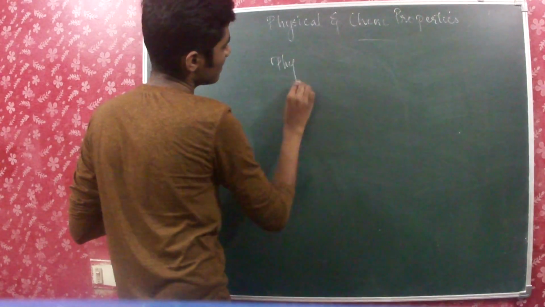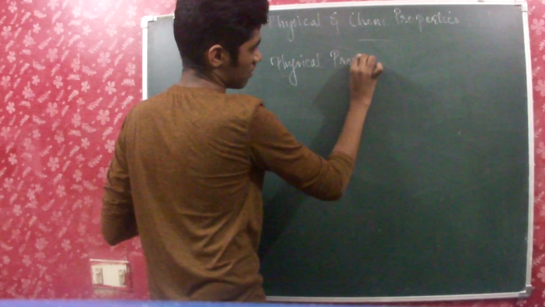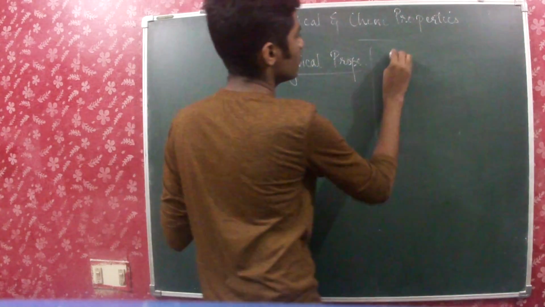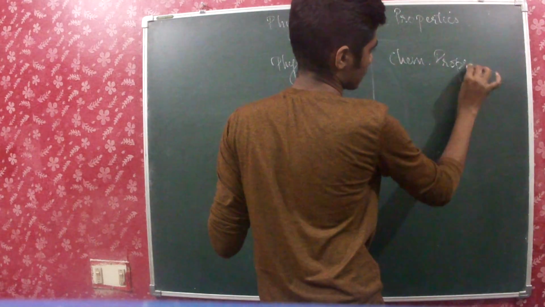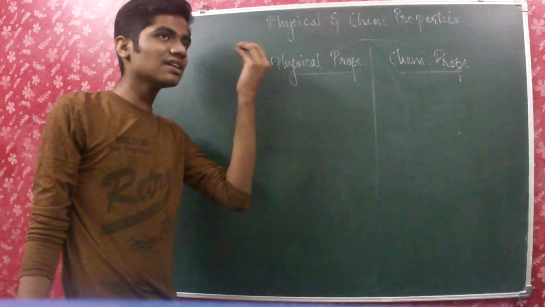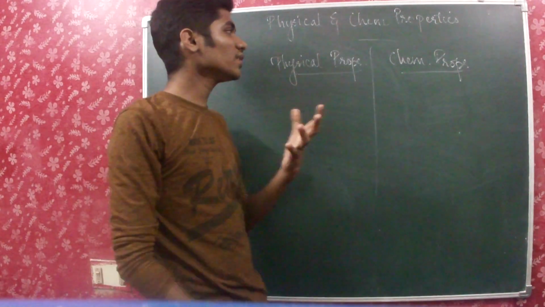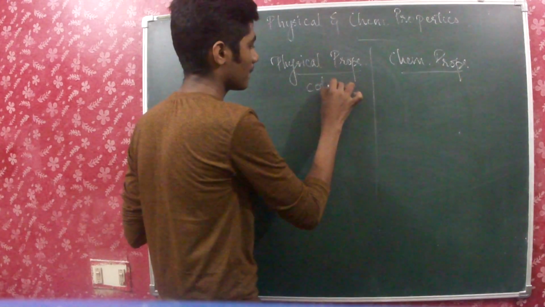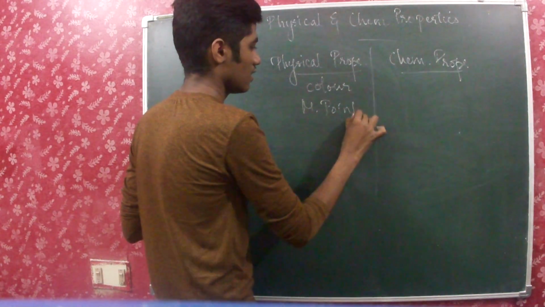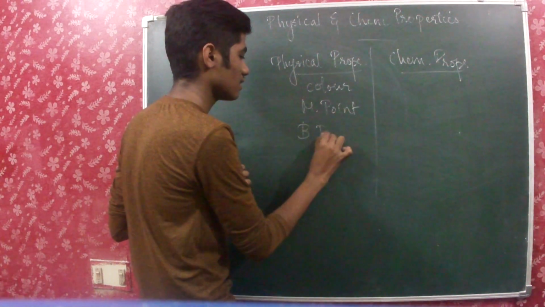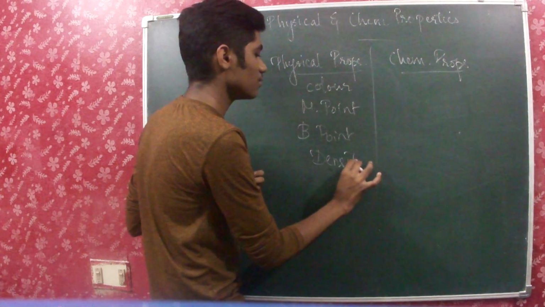So if we see the difference between physical properties and chemical properties. Physical properties are nothing but those which can be observable, that is, we can observe them. For example, we can take color, melting point, boiling point, and density. All these come under physical properties.